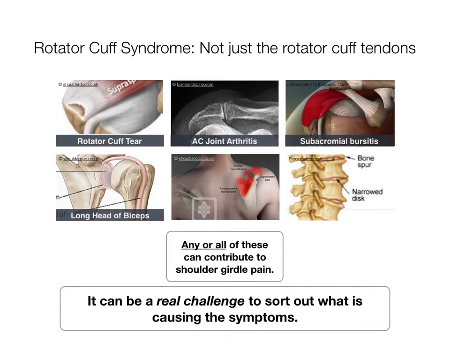The other complicating factor here is that rotator cuff syndrome involves more than just the rotator cuff itself. This here is the rogues gallery of assorted problems. Any or all of these contribute to the shoulder girdle pain that a patient can experience, and can be hard to sort out which is causing symptoms and which are silent. We're going to look at all of these except for the subacromial bursitis. If you want to know more about that, check out the bonus material from Carol's first bad day.